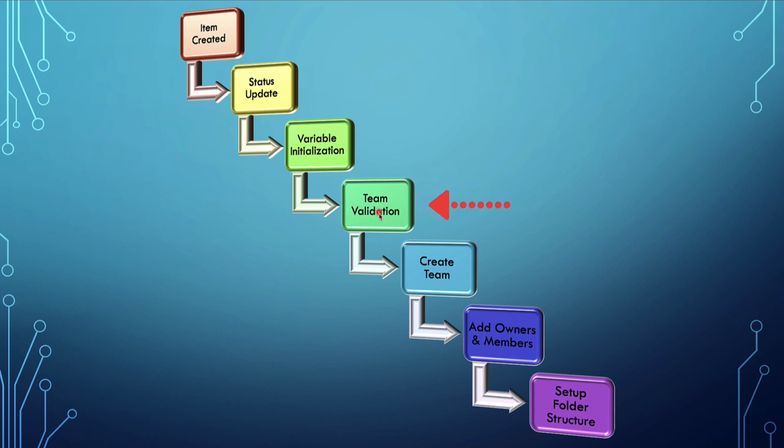And next is the validation of the team. Here we are going to validate whether the team name already exists or not, as there may be a chance they give the same name. Next, once the validation is done, we will use the Teams actions to create the team, followed by adding the owners and members. And at last, we set up the folder structure inside the team's general channel, and then update the status to completed. So this is the entire flow. Let us see it in action now.